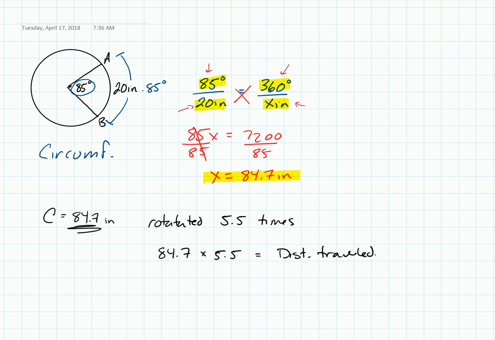And you can work that out on a calculator. 84.7 times 5.5 comes out to be 465.9 inches.